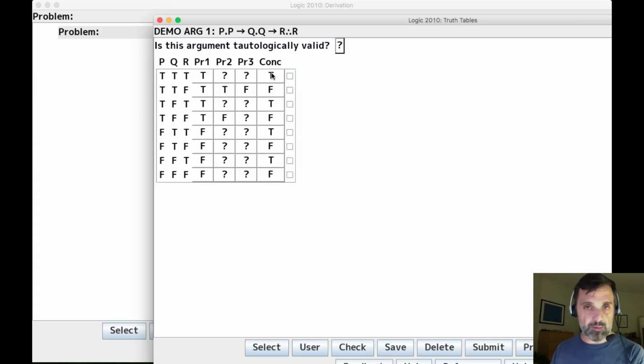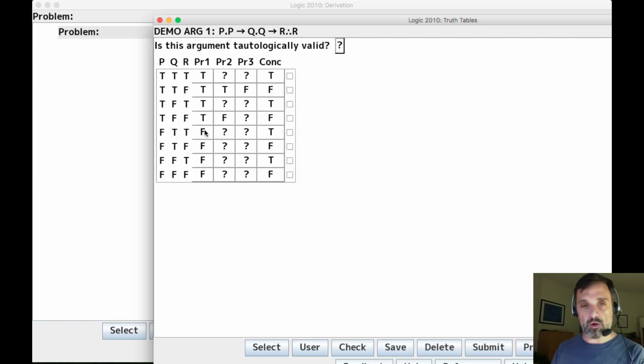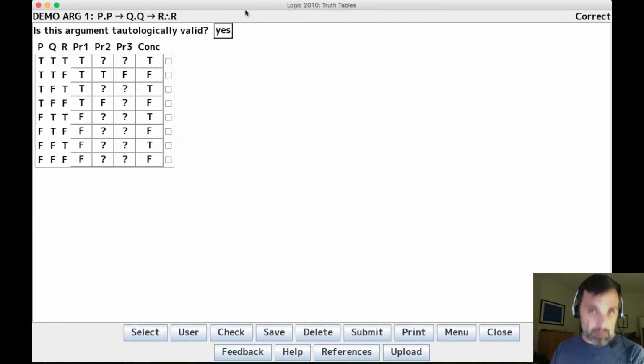So this isn't a counterexample row because true conclusion. Not a counterexample row because false premise. Not a counterexample row because true conclusion. Not a counterexample row because false premise. Not a counterexample row because false premise, and so on. So every one of these is not a counterexample row, and so the argument is tautologically valid. Hooray. So that's what we need to do. We need to go through and figure out whether or not each row is a counterexample row.